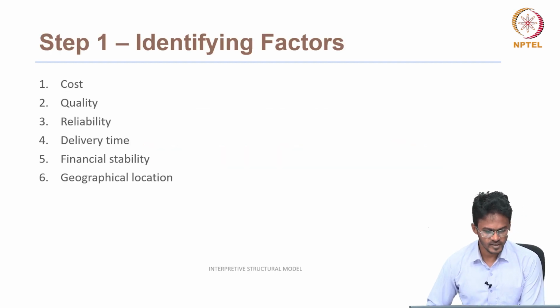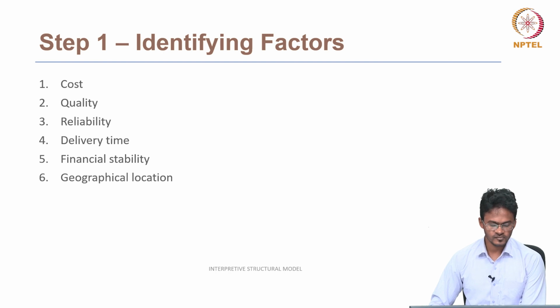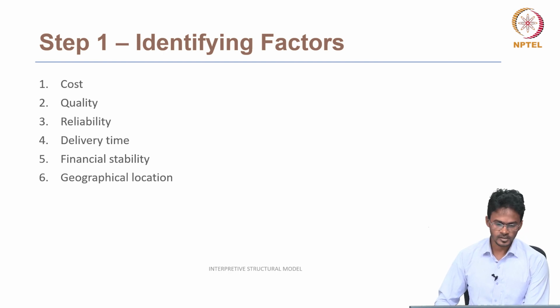The first step is identifying the factors. While selecting a supplier, we will identify the factors such as cost, quality, reliability, delivery time, financial stability and geographical location. So we have considered only 6 factors here. There can be other factors also, but just to provide an easy understanding and for a simple example, we have considered only 6 factors. And these factors are also not related to any case study or real data. This is just our logic and to just show an example for a simple and clear understanding of ISM method.